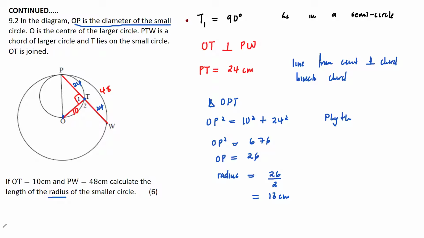All right. So OP squared is 676, and I square rooted, right? To find OP, I square rooted. And so therefore, I got 26.